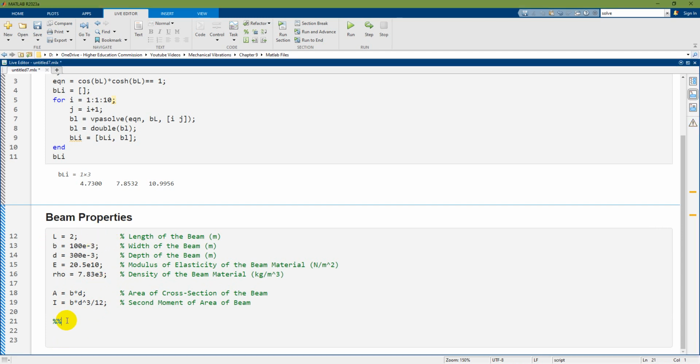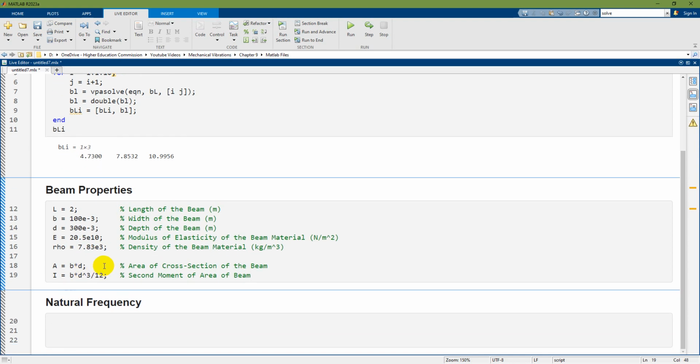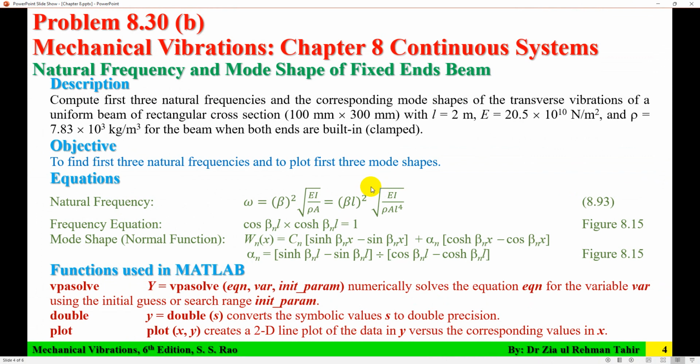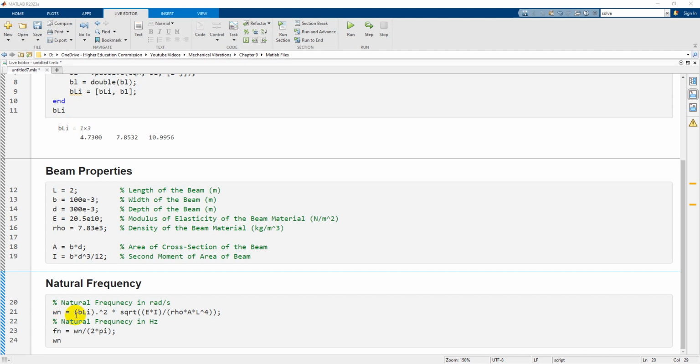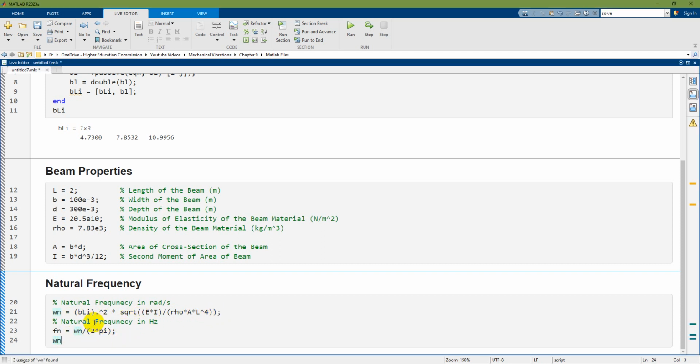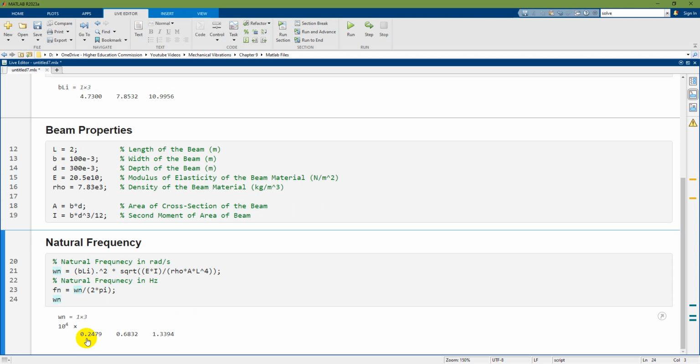The next one, I'm going to add a heading to find natural frequency. Now I am going to input the formula of natural frequency, that is the natural frequency omega n equals BL squared times the square root of EI over rho A L to the power 4, and then the natural frequency in hertz. So I can run that one. Okay, once it has been run, these are the three values of natural frequencies.